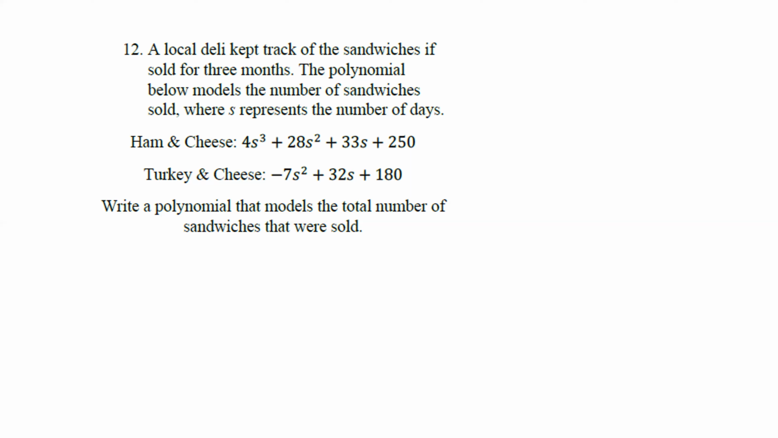So we can see, we only have that first term of 4s to the third. There's no s to the third in the other equation. So we're going to end up with 4s to the third. Then we have like terms for the two s squared values. So we're going to combine those two, 28s squared and -7s squared.